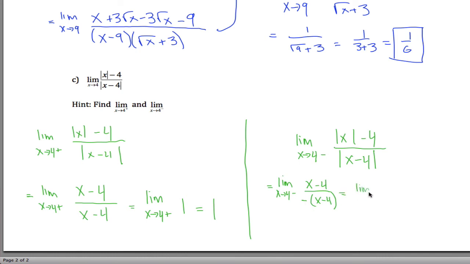So what I'm figuring out is the limit as x approaches 4 from the negative side of, if I cancel these out, I get -1. The limit as x approaches 4 from the negative side of -1. There's no x's, there's no variable here. This is always just -1. So my answer is just -1. The limit from the positive side is 1. The limit from the negative side is -1. Therefore, this thing is undefined.